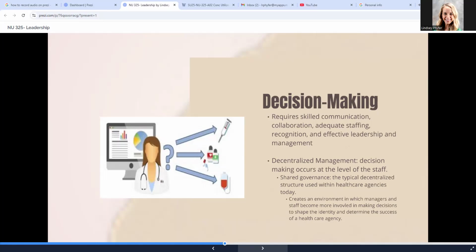Decentralized management is when decision-making occurs at the level of the staff, and within that decentralized management, we have shared governance. And that's the typical decentralized structure that's used within healthcare agencies today. And shared governance creates an environment in which managers and staff become more involved in making decisions to shape the identity and determine the success of a healthcare agency. And when you think about it, it makes sense to include all levels of staff in the decision-making process, because each level of staff is going to have different ideas and different input to help promote best patient outcomes.